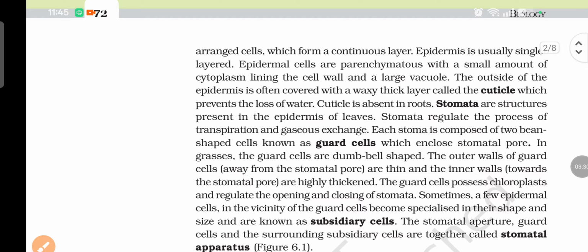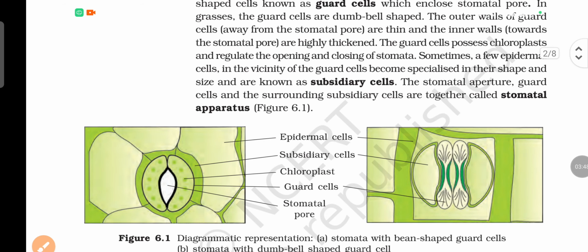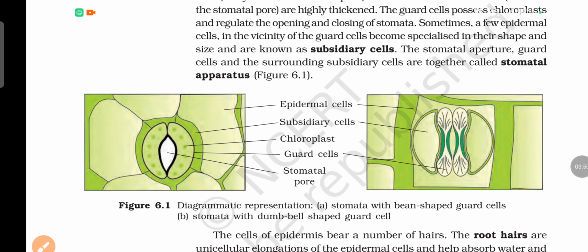Sometimes a few epidermal cells in the vicinity of the guard cells become specialized in their shape and size and are known as subsidiary cells. The stomatal aperture, guard cells, and the surrounding subsidiary cells are together called stomatal apparatus. So, what is stomatal apparatus? Stomatal aperture, guard cell और जो surrounding subsidiary cells होती हैं, as you can see in the diagram, stomata with bean shaped guard cells, stomata with dumbbell shaped guard cells.